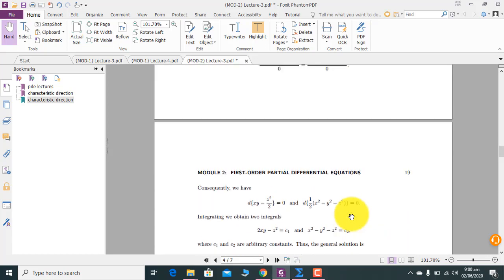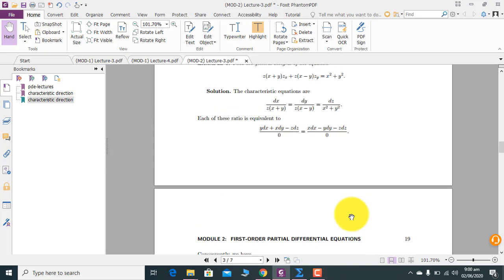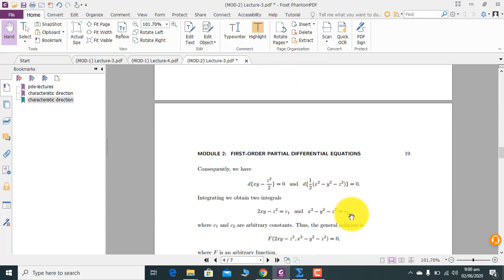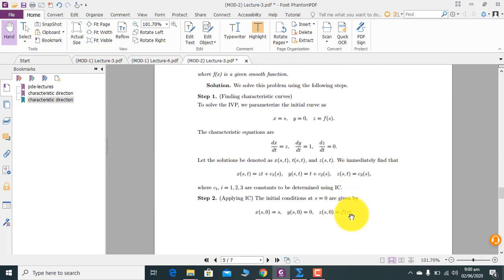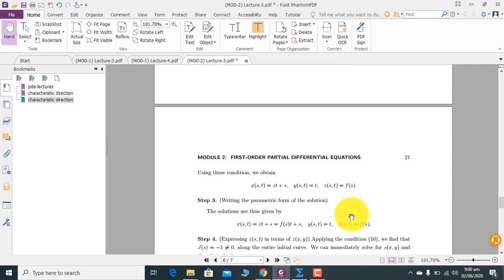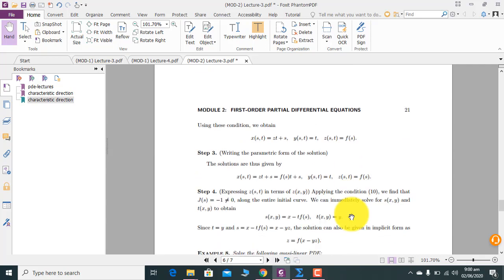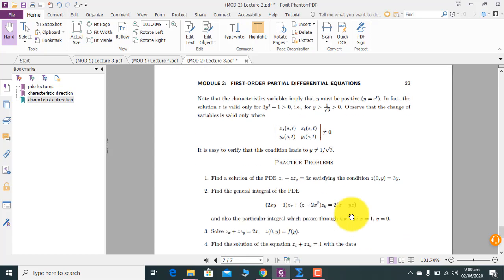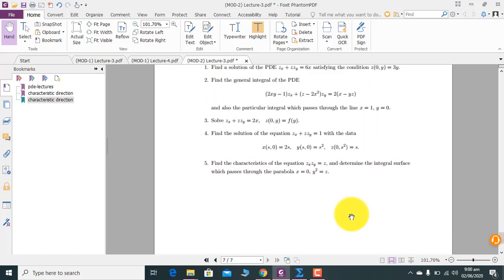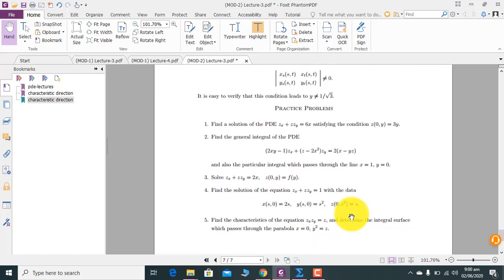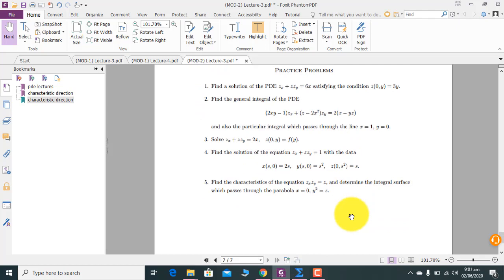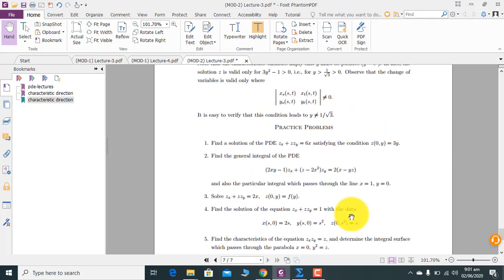You can use the method of characteristics to solve them, but there are some problems which are highly nonlinear, and there is a method of characteristics for these types of nonlinear partial differential equations. So I will try to explain this method also, and then we will move on towards second order partial differential equations. Thank you very much for listening.